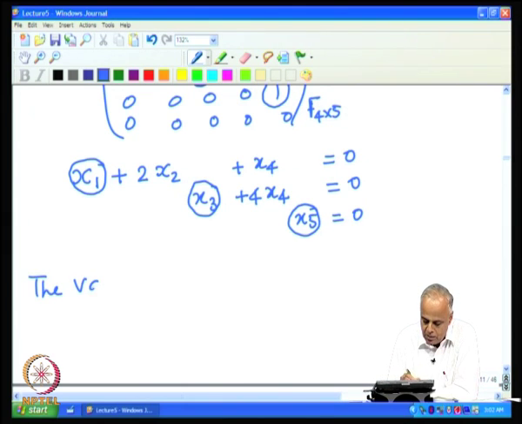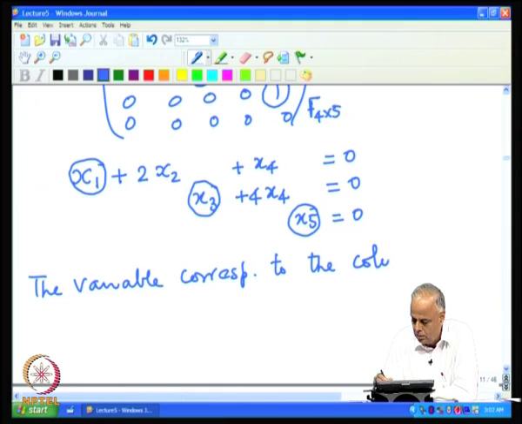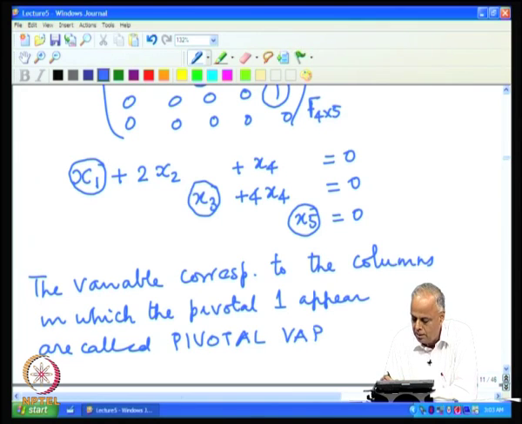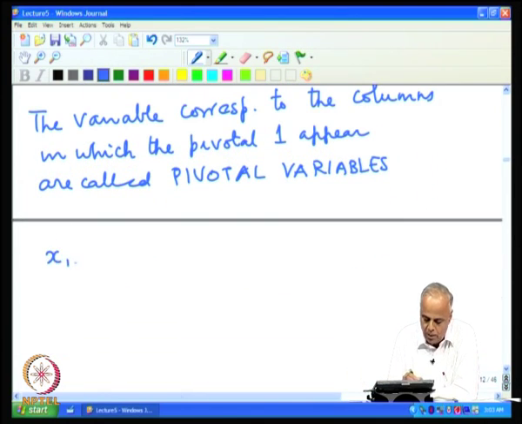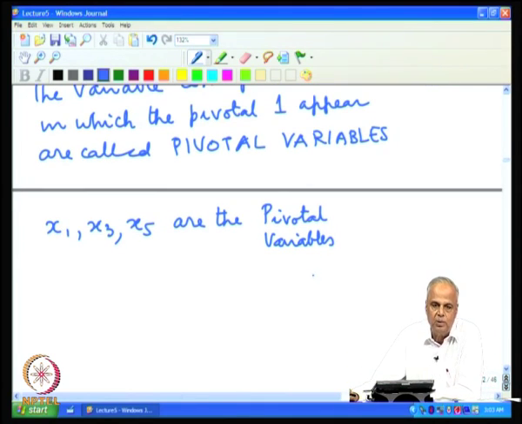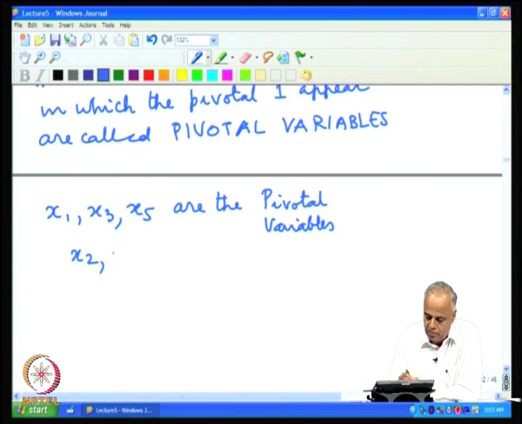So, the variables corresponding to the columns in which the pivotal ones appear are called pivotal variables. Thus, in this example, the pivotal variables are x1, x3, x5. Obviously, the other variables, there are totally 5, the remaining variables are x2 and x4, they are called non-pivotal variables.